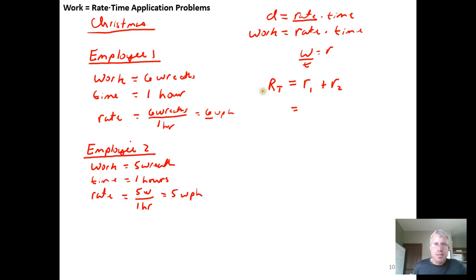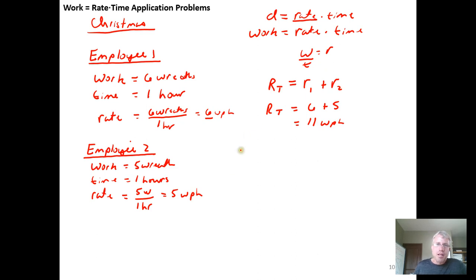So in this case, we have 6 rees per hour is what employee 1 can do, plus 5 rees per hour, which is what employee 2 can do. So the rate that they do things together should equal the sum of their rates. They should be able, working together, as long as they don't impede each other's progress, to get done 11 rees per hour.